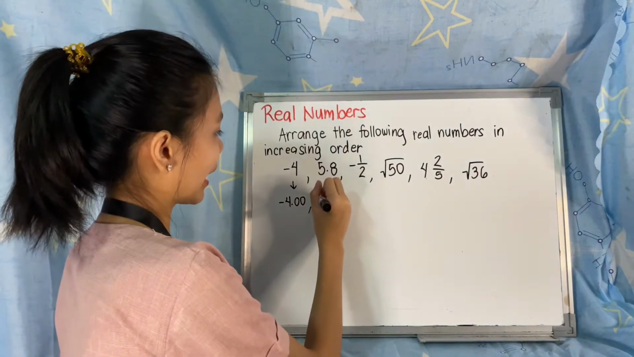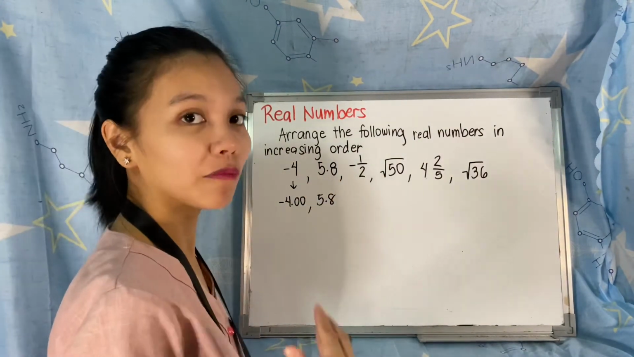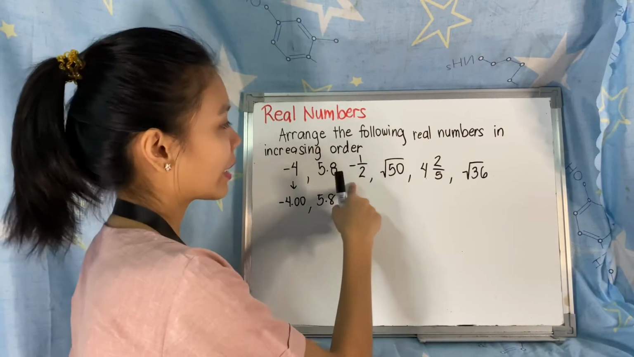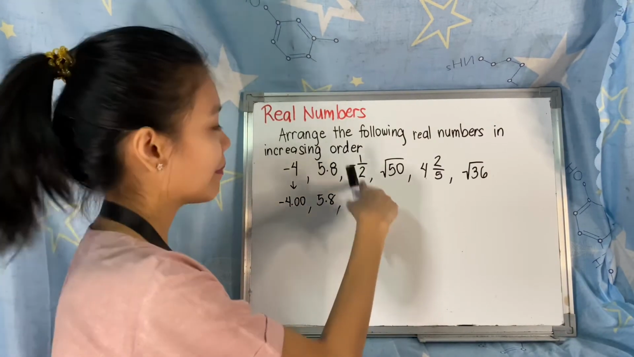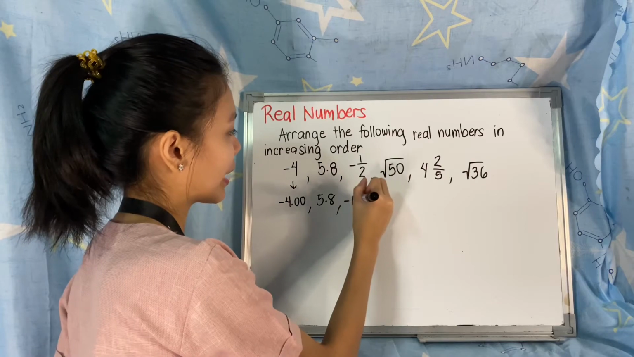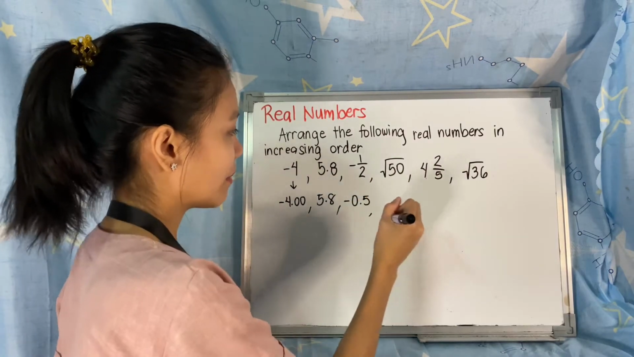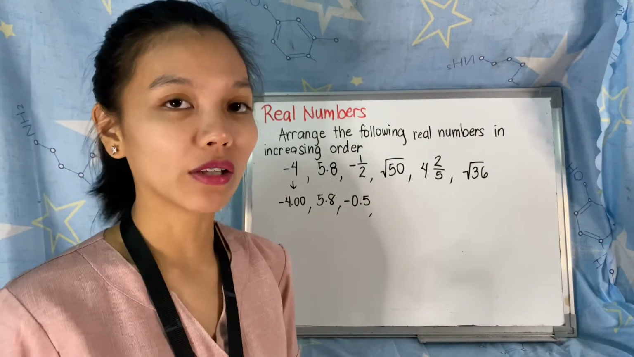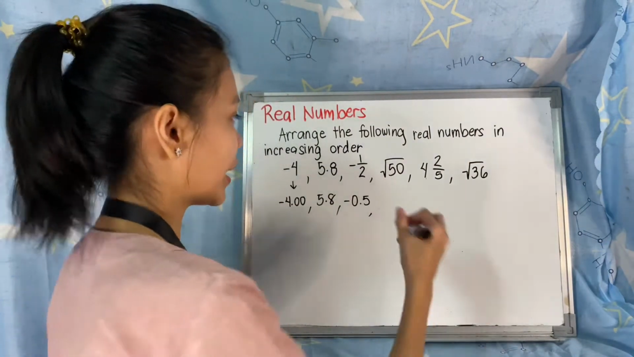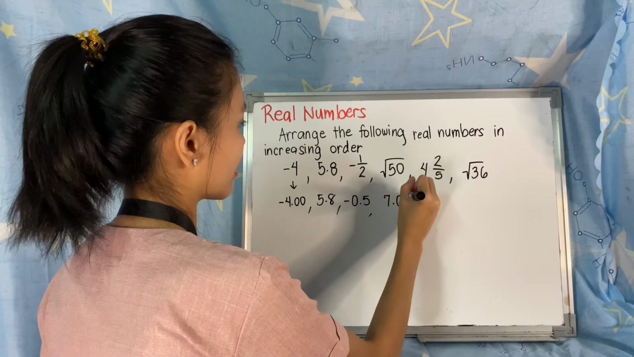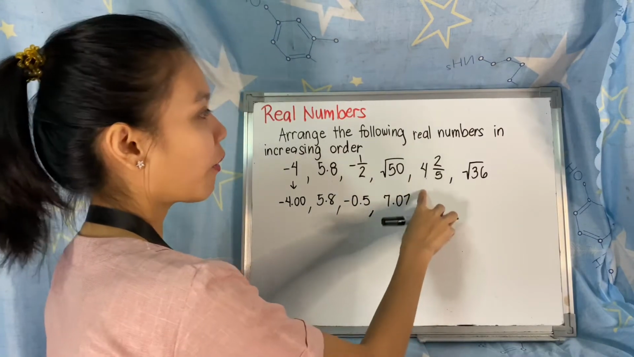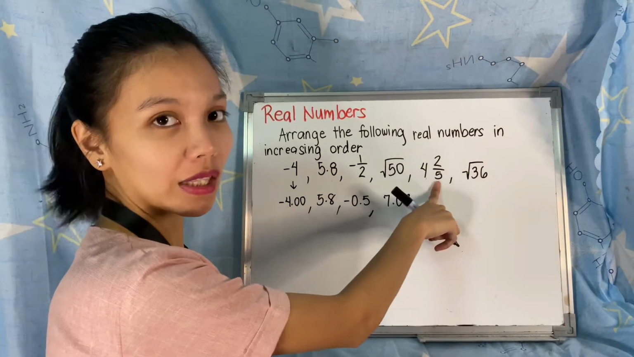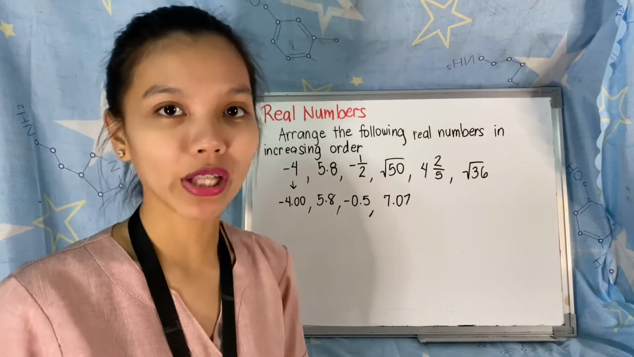Then, 5.8, naka-decimal form na siya. Negative 1/2, so 1/2 is 0.5 and negative, so that will be negative 0.5. The square root of 50. So, you can estimate the value of the square root of 50 and that is 7.07. 4 and 2 pips. So, 2 pips in decimal form is 0.40.